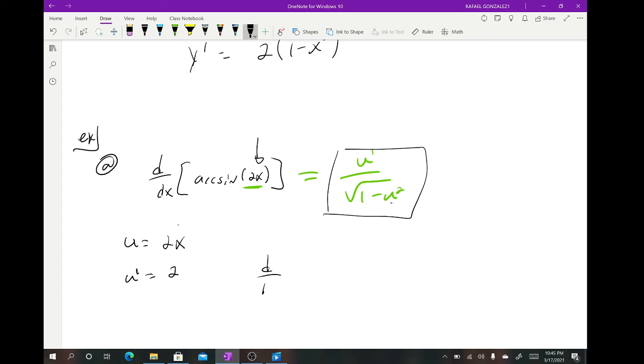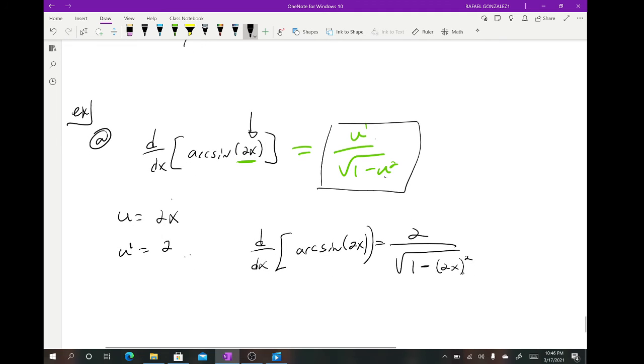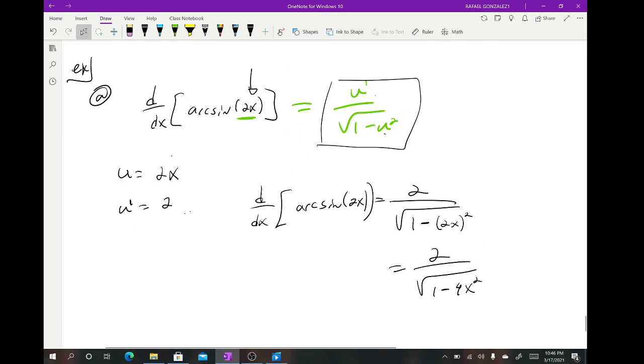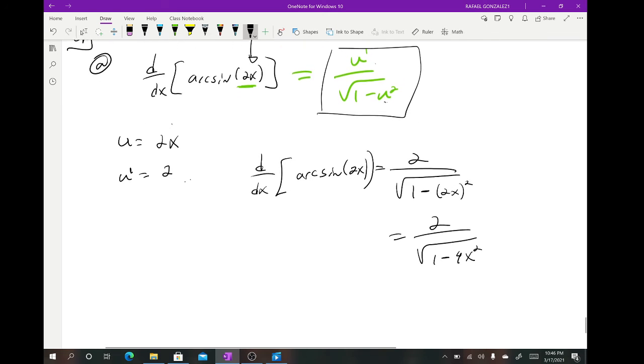So that means that the derivative with respect to x of arc sine of 2x by the formula is equal to u prime, but u prime is 2, we just found that out, divided by the square root of 1 minus u squared, but u is 2x. So we simply write (2x) squared. And we could simplify that a little bit more. This is going to be equal to 1 minus 4x squared. So that's how you will do a problem if you're given arc sine of, let's say, 6x cubed, or arc sine of whatever function, then you simply apply the formula.